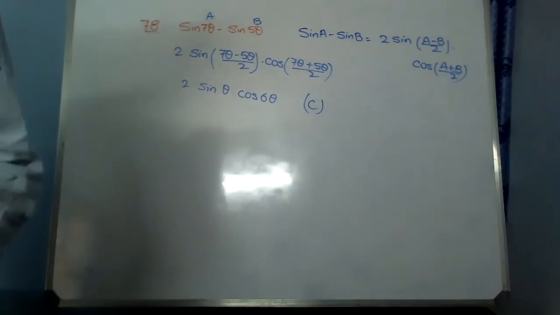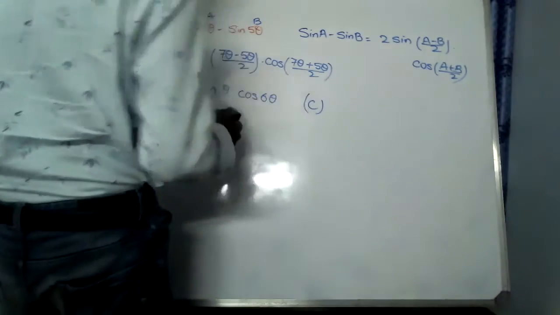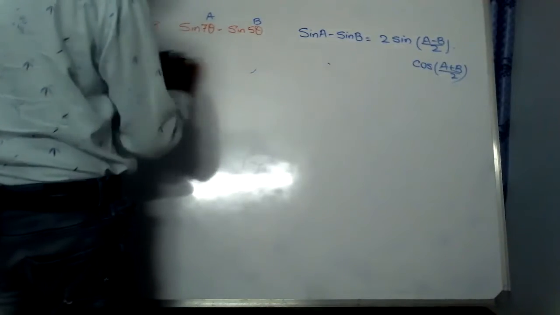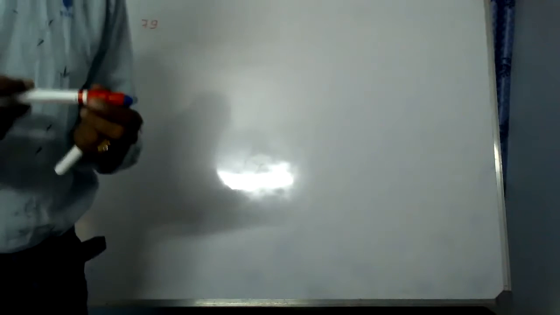Again, I think by now you guys have been thorough with the formulas. If you know the formulas, these things become very easy. Now we'll go for the next question, question number 79. What do we see here?